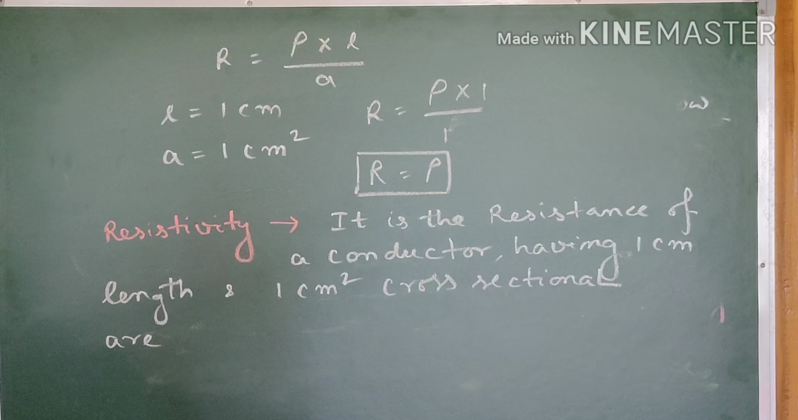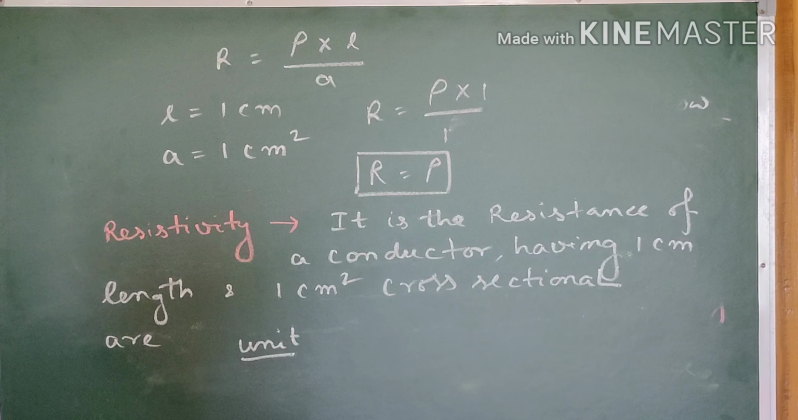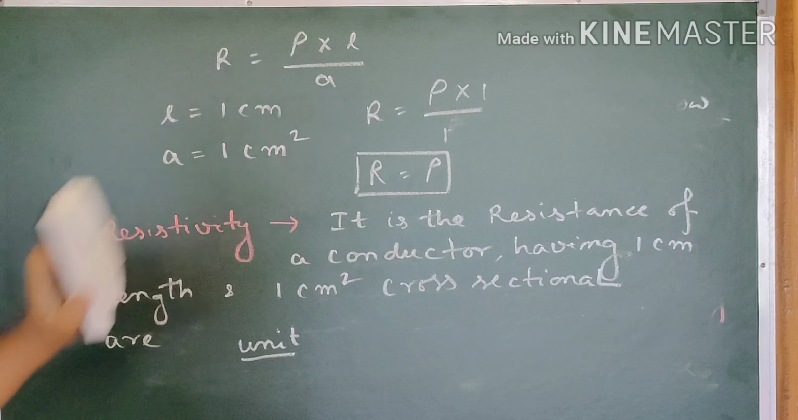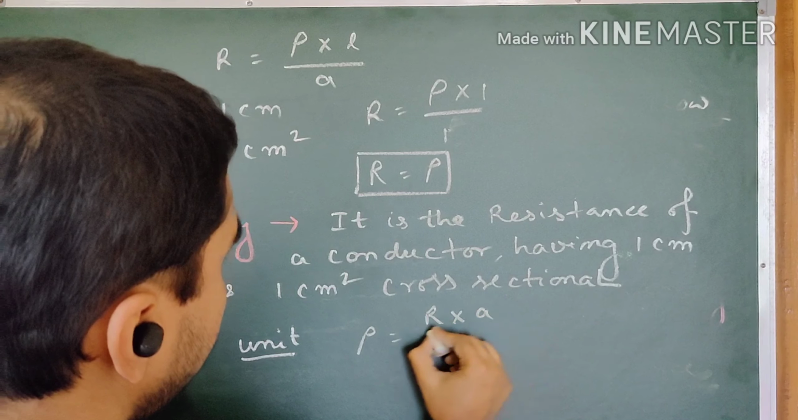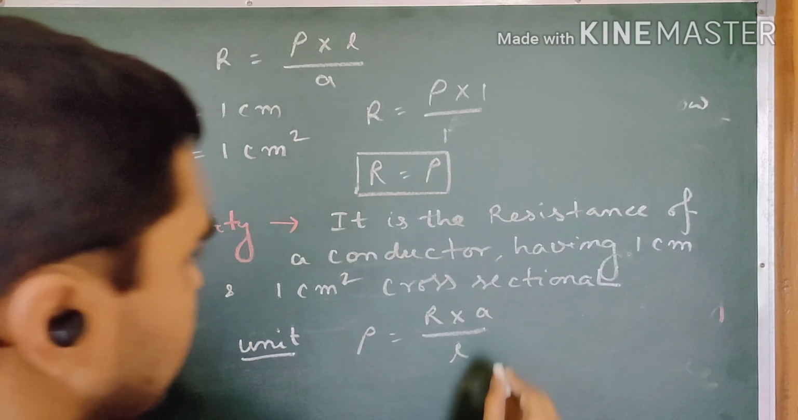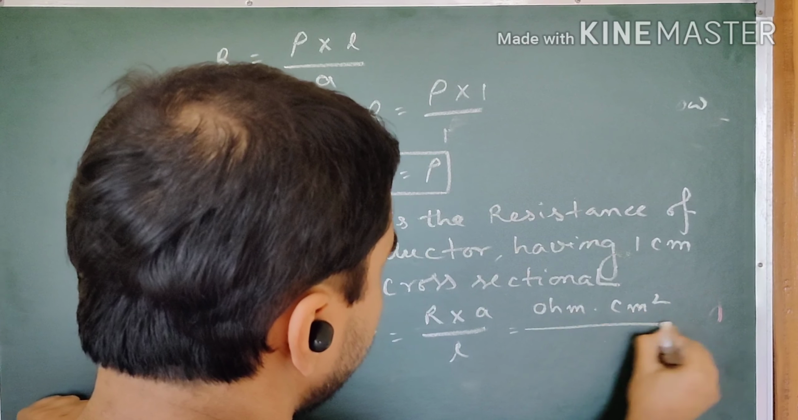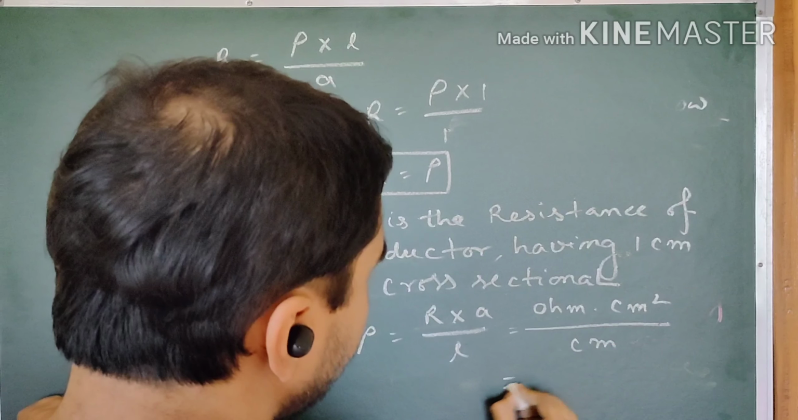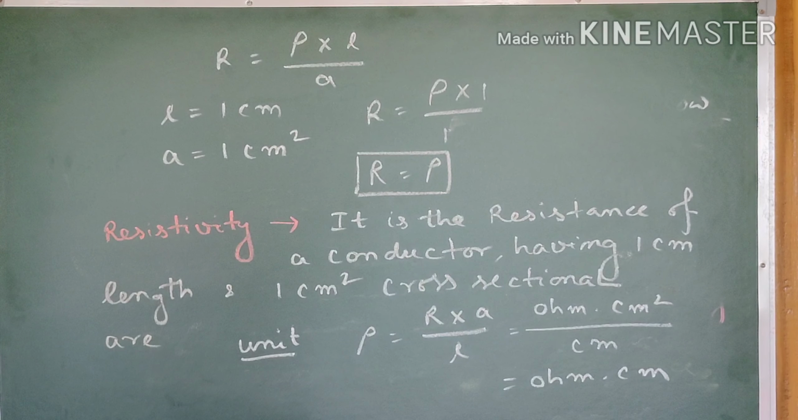Now, as we have seen, if we are talking about the unit, we know that rho is equal to R into A by L. So here we can write it is ohm into centimeter square divided by centimeter. So obviously it should be ohm centimeter. So that is how we can determine the unit.